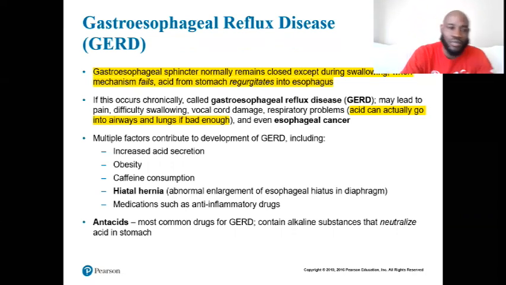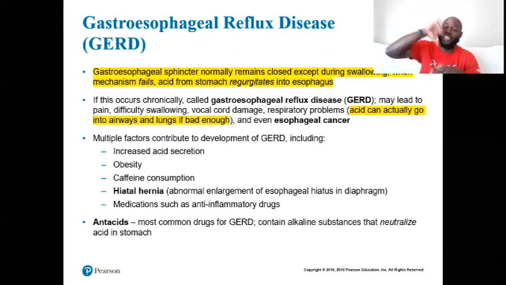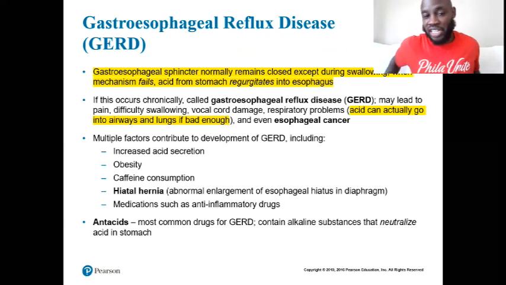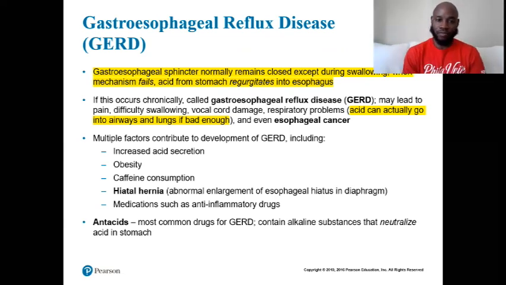We talked about acid reflux. This term GERD, gastroesophageal reflux disease. The gastroesophageal sphincter, that's basically the doorway between your esophagus and your stomach, normally is closed, except during swallowing when something's moving down, the bolus is moving down to your stomach. But that mechanism can fail, just like any other part of your body can fail.